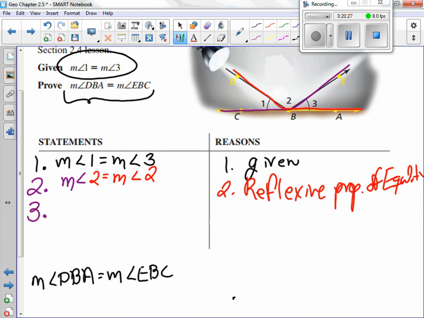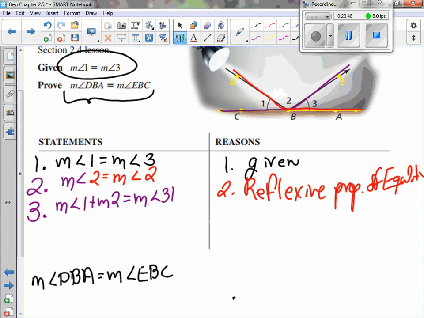Because if that angle is equal to itself, that means I can add it. I can add it to both sides because it's equal, isn't it? Equal to itself. So I'm going to add it to the first statement on both sides. Because if I add it to one side, the measure of angle 1 plus the measure of angle 2 is going to equal the measure of angle 3 plus the measure of angle 2, yes? So I add it to both sides.